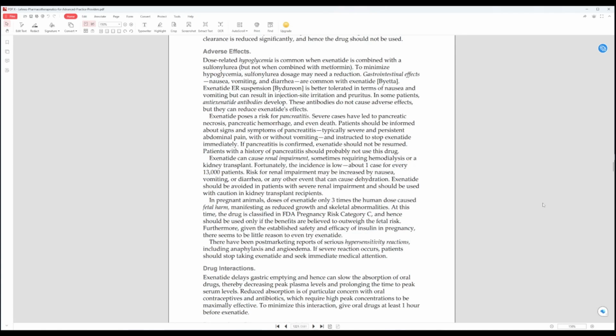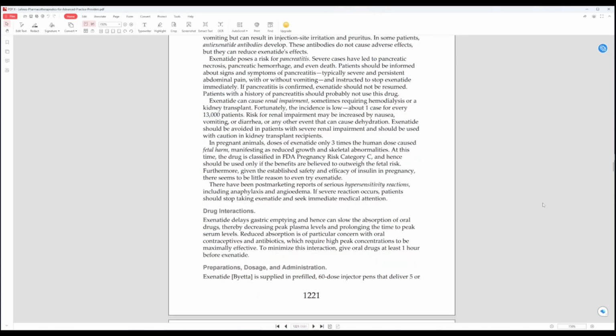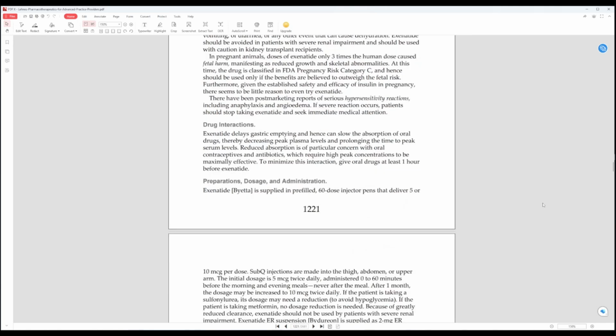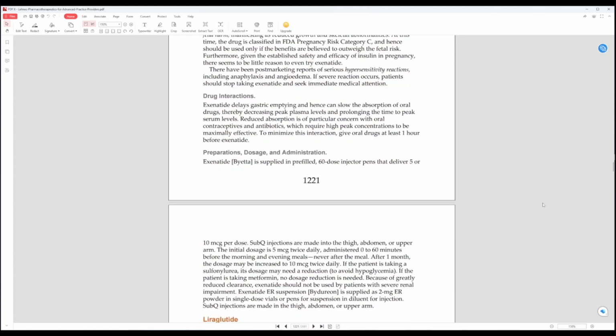There have been post-marketing reports of serious hypersensitivity reactions, which include anaphylaxis and angioedema. If severe reactions occur, patients should stop taking the medication and seek immediate medical attention.